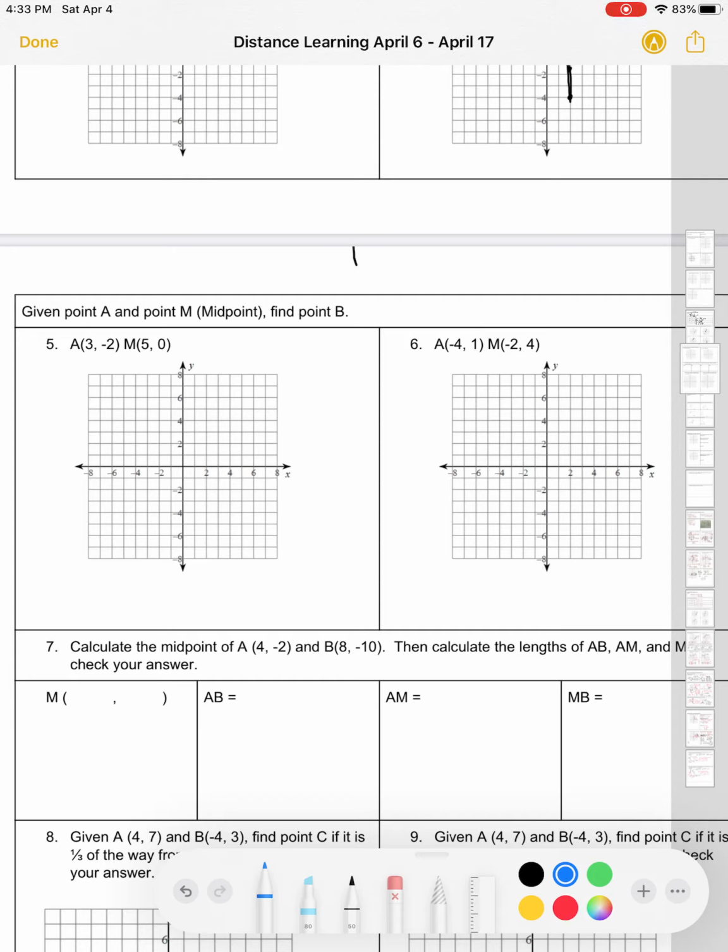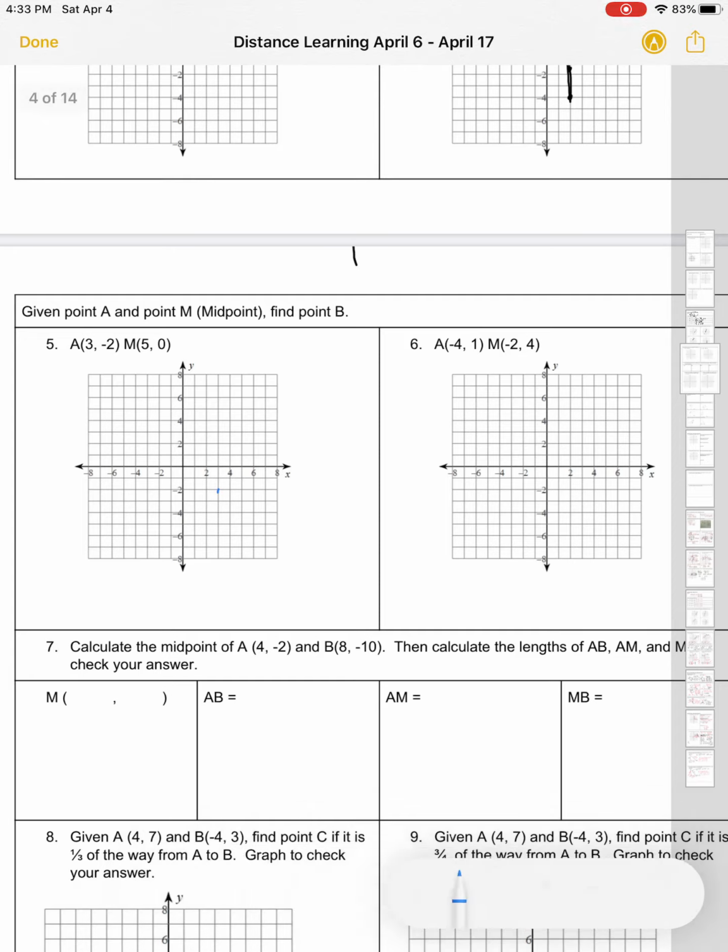Start by graphing A, so 3, negative 2, and then M is at 5, 0. So that's halfway. If you're thinking about directions, you go up 2 and right 2, but you're only halfway. So that should tell you that you need to do it again. If you go up 2, right 2, that puts you at 7, 2 for point B.